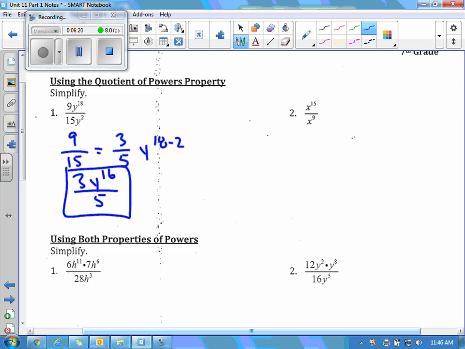Alright, looking at number 2, I have x to the 15th divided by x to the 9th. Same base of x, so I can subtract, and I'll get x to the 6th, and I'm all good there.